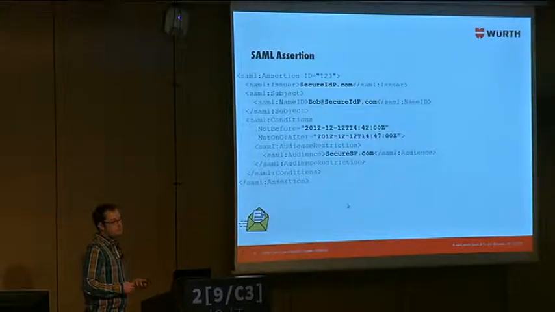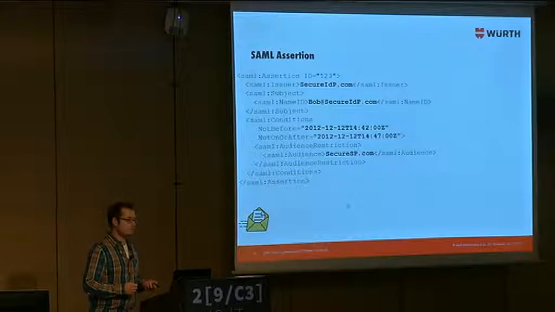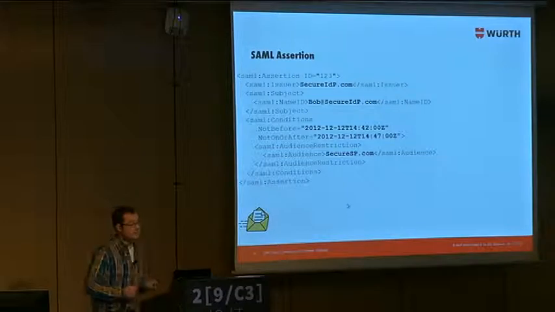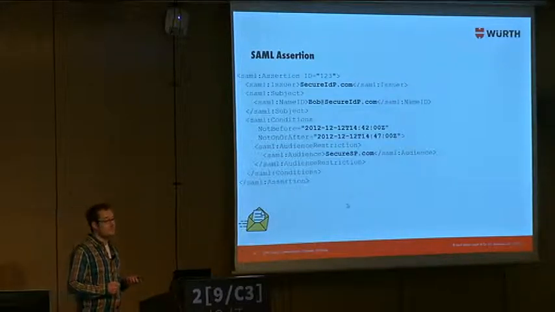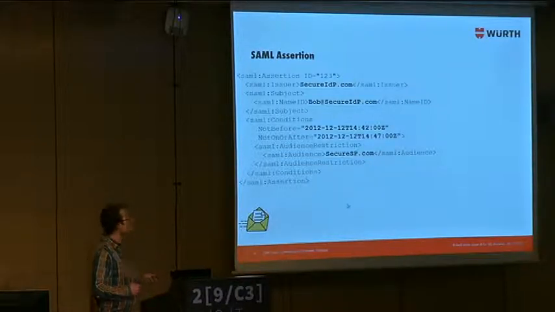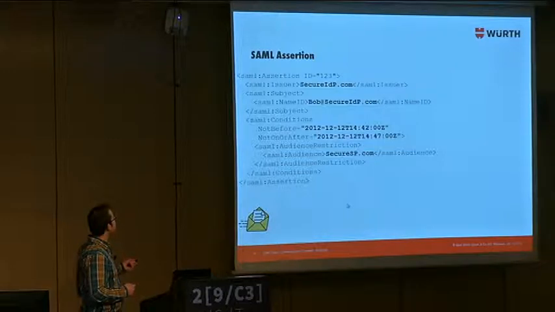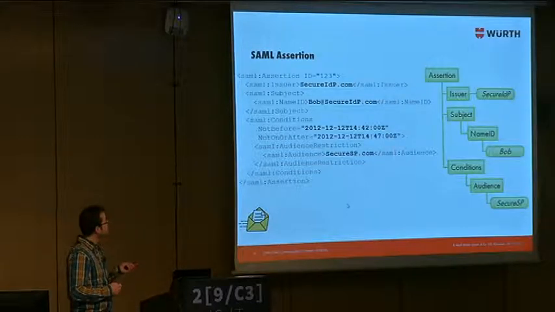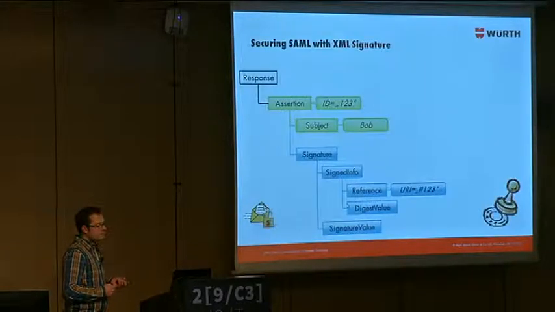So back to the SAML assertion. Here you see an example of a SAML assertion, and this assertion tells the following story. It was issued by the service secureidp, the identity provider, and authenticates the user Bob at secureidp.com. The assertion is valid for exactly 5 minutes, as indicated in the conditions element, and it is for the secure SP service provider. For the sake of clarity, I will now switch to the XML tree-based notation, as you see on the right side.